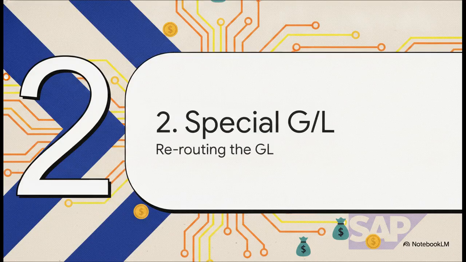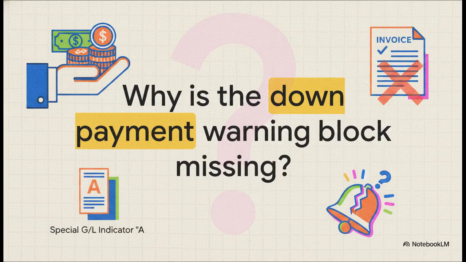Moving on to Section 2, Advanced Payments and Special GL: Rerouting the General Ledger. Here's a classic scenario you'll probably face. A procurement team pays in advance using Special GL Indicator A. Later on, they process the final invoice, but start complaining that SAP isn't auto-notifying them with a warning block that a down payment already exists.